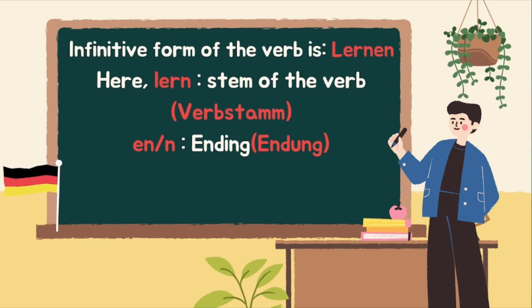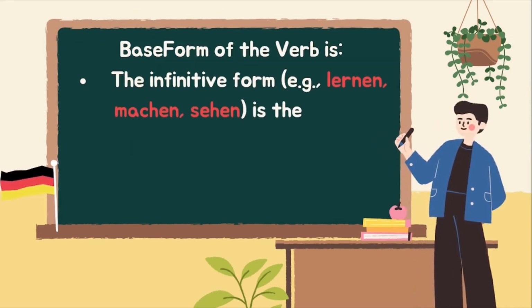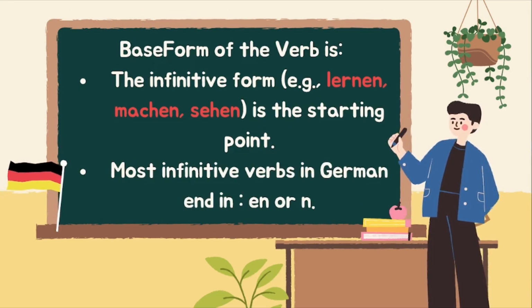So let's learn about the verb structure. What is the verb structure? The verb structure is like this. The infinitive form of the verb is lernen. For example, I'm giving the example of the verb lernen. Here the infinitive form of the verb is lernen. So it is made by the two parts. One is stem of the verb or verb stem. Another is ending or Endung. The verb stem is here lern. And the Endung is en or n. In this case, the Endung is en. Why I am teaching you about the structure of the verb, you will know in coming slides.